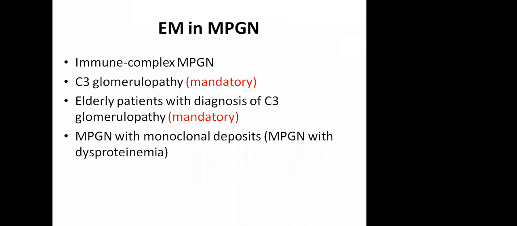EM has a role in diagnosing MPGN. In immune complex mediated MPGN, it is not required, but it is required for categorization of C3 glomerulopathy. Because when you see an MPGN pattern and there are only C3 deposits, the diagnosis on LM and IF is C3 glomerulopathy. So this includes two entities. It could be either C3 glomerulonephritis or it could be dense deposit disease.